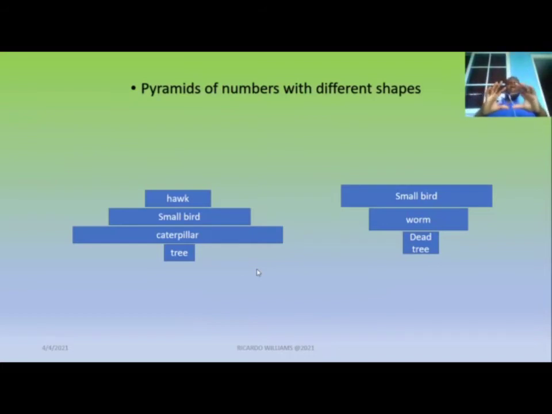So note that pyramids of numbers can also have different shapes, and the reason for that is because, remember, it is the number of the organism at each trophic level that we're making a representation of. And look at this now. We have one tree, and on that one tree you find more than one caterpillar. So the segment representing the producer at the base has to be smaller compared to that of the primary consumer above it.